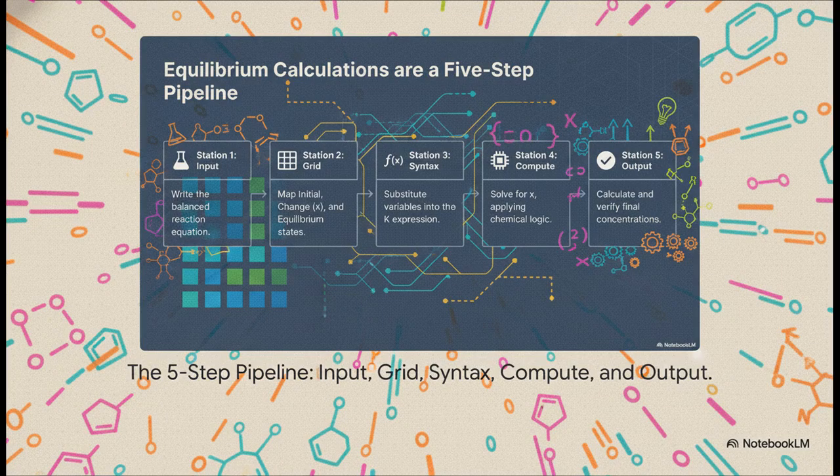It all starts with Station 1, the input, which is where we write down our balanced reaction. From there, we move to Station 2, the grid, where we map out all the changes. Station 3 is syntax. That's where we build our equation. Station 4 is compute, where we solve for our unknown. And then finally, Station 5, the output, where we calculate our final answer. It's literally a roadmap from the problem to the solution. And, while every station is important, the real command center for our calculations is Station 2, the grid.